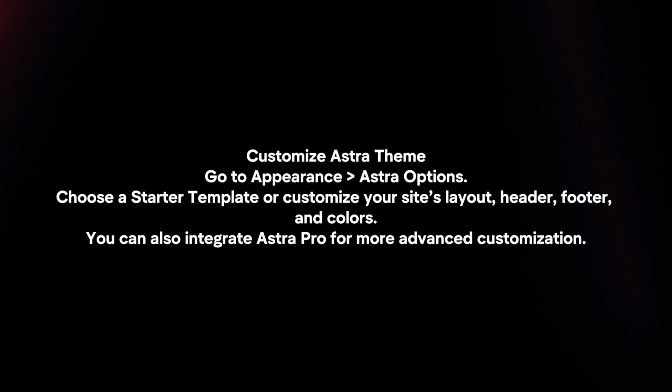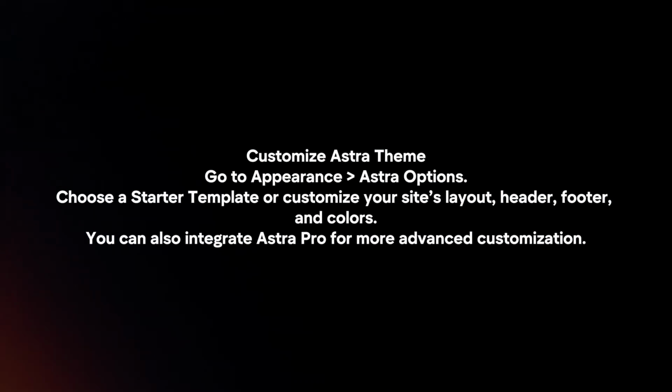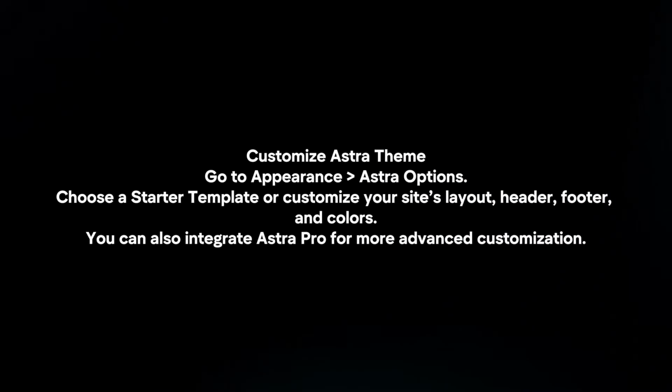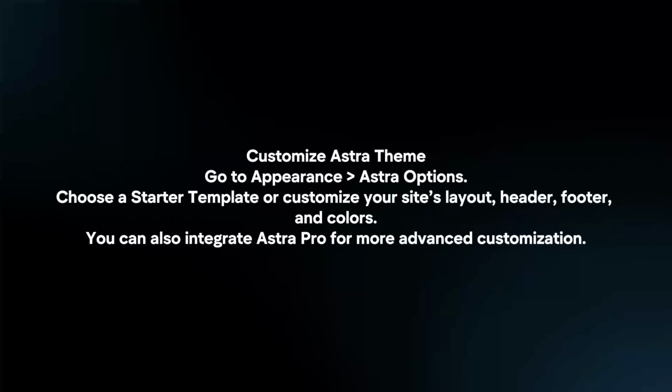Customize Astra theme. Go to Appearance, Astra Options. Choose a starter template or customize your site's layout, header, footer, and colors. You can also integrate Astra Pro for more advanced customization.